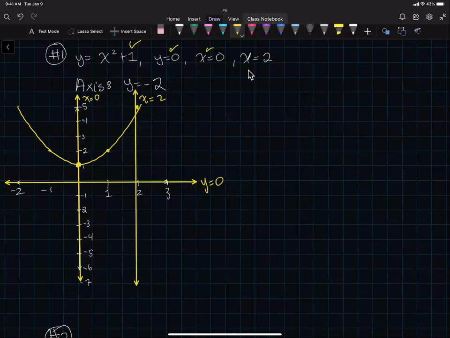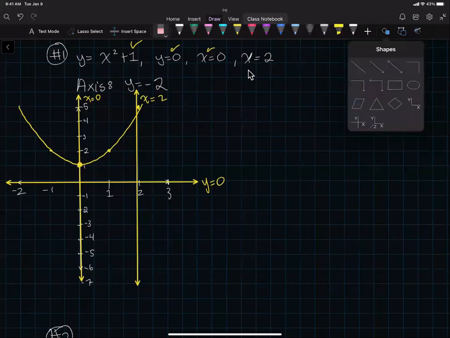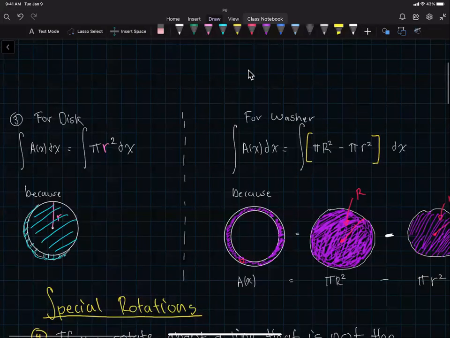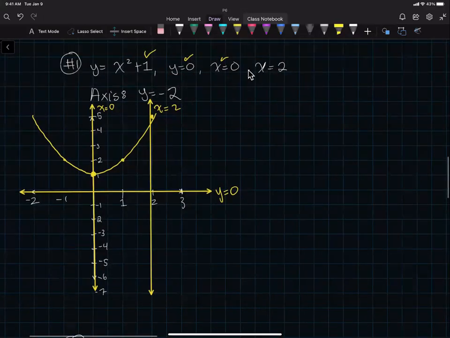Okay, so what we're missing is the axis of rotation, which is y equal to -2. And for today, I'm going to use purple for that. Oh no, that's very ugly. So let me try that again. Sorry, I'm having difficulty drawing my line. Okay, there we go. So this is y equal to -2.